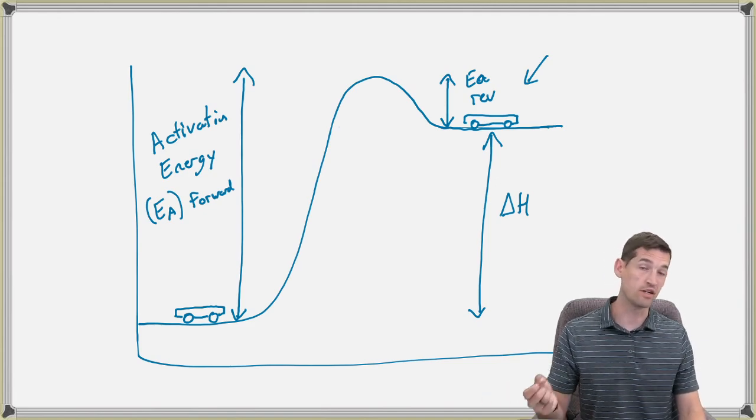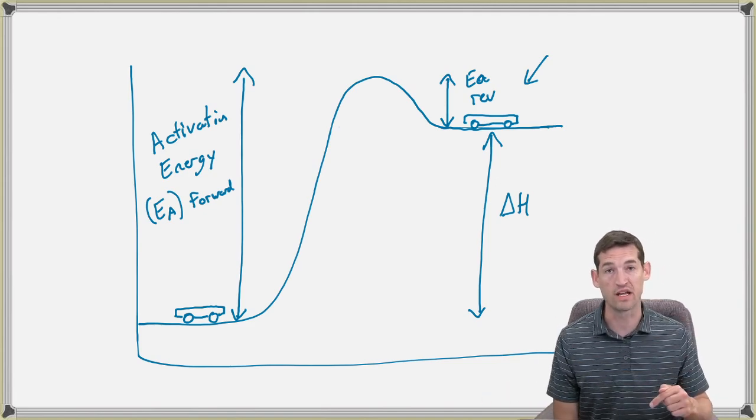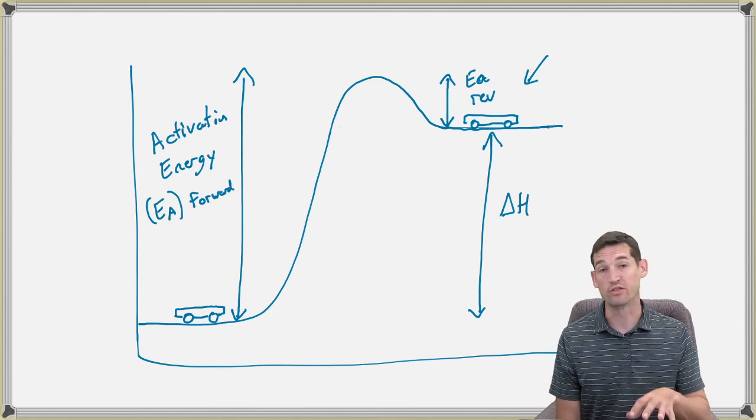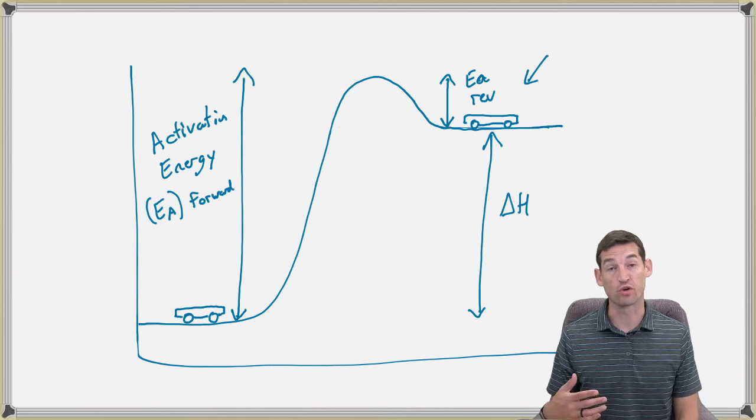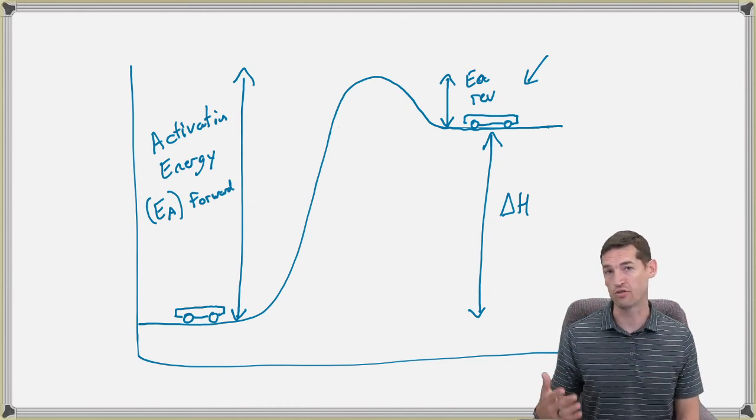On the next page, and I will do this on the next video, we'll go through an example of trying to pull the numbers out of a graph like this, and then move on to how this works with things like catalysts and in other chemical reactions.